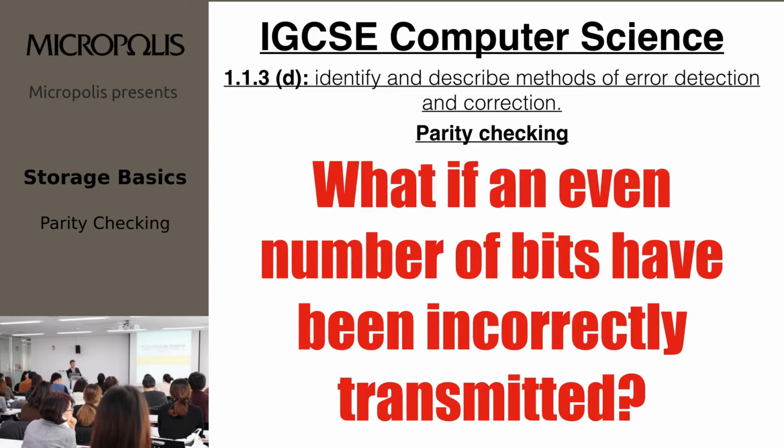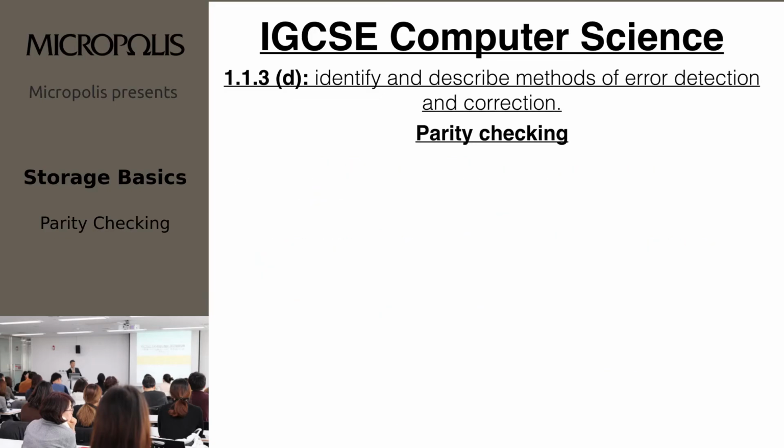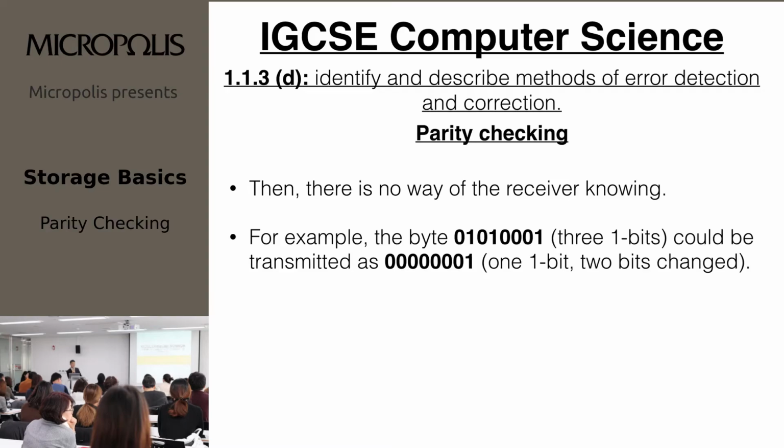But what if an even number of bits have been incorrectly transmitted? Well, then there's no way of the receiver knowing, honestly. For example, take the byte 01010001, which has 3 1 bits. And that could be transmitted as 00000001, which is 1 1 bit, so 2 bits changed. Looking at this, we know that this has been incorrectly transmitted.